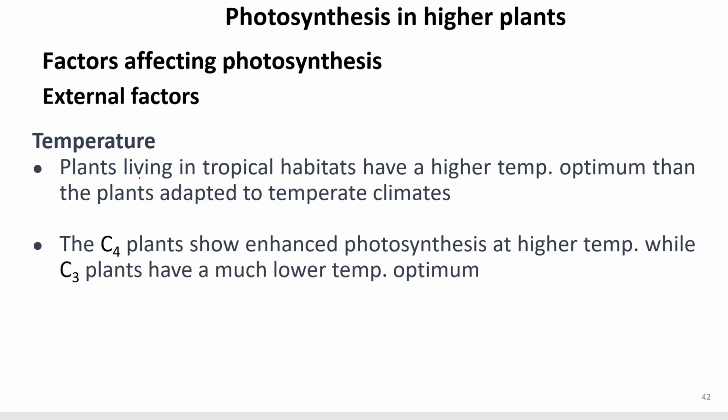Now, plants living in the tropical habitats have higher temperature optimum than the plants adapted to the temperate climates. Now, one more fact is that the C4 plants show enhanced photosynthesis at higher temperature, while C3 plants have a much lower temperature optimum.